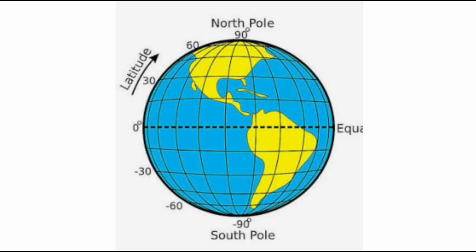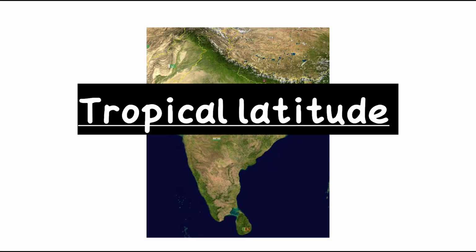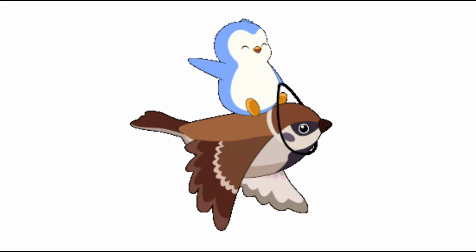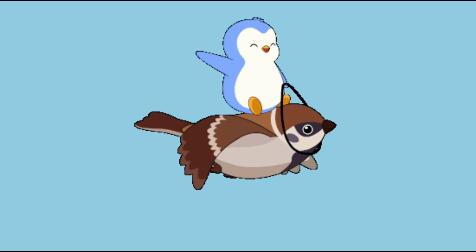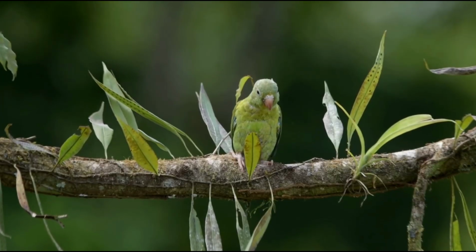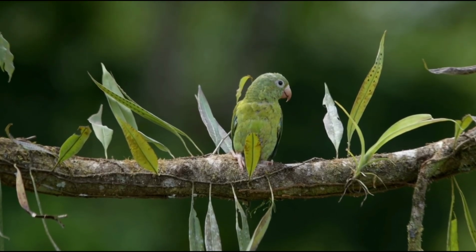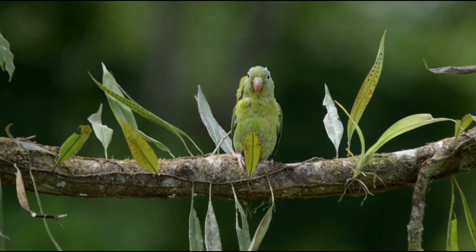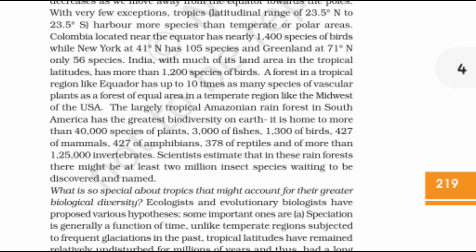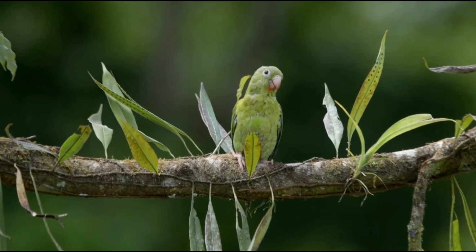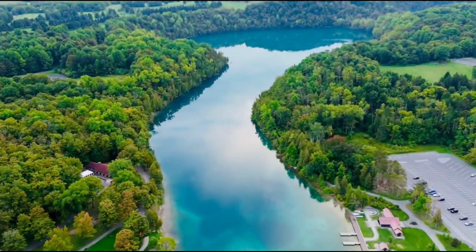Then India's position. India lies largely in the tropical latitude. Hence, India has greater than 1200 species of birds. So, tropical versus temperate forest: tropical forest has up to 10 times more plant species, that is, multiple species are present. And the temperate forest, such as the Midwest in the US, has far fewer species. So there are more species in the tropical forest and far fewer in the temperate forest.